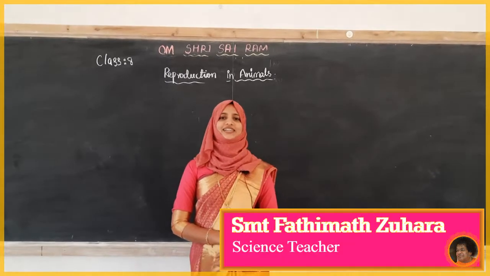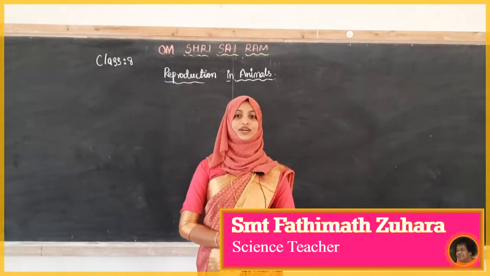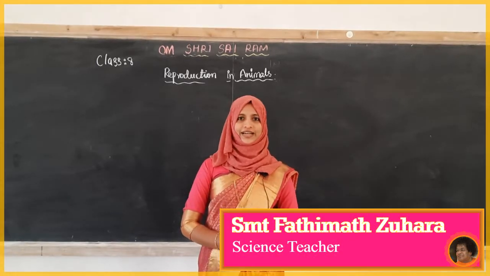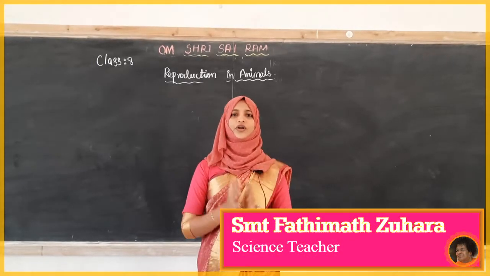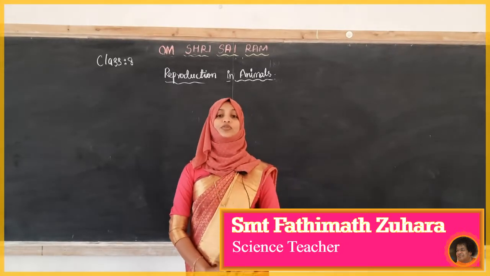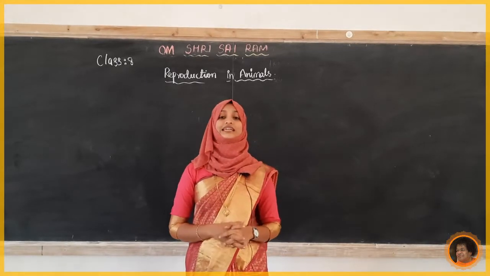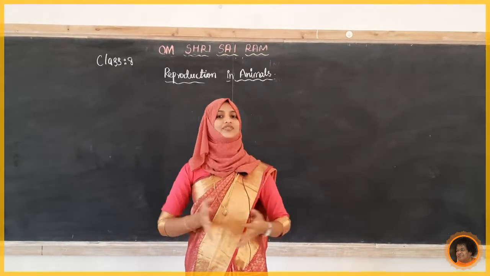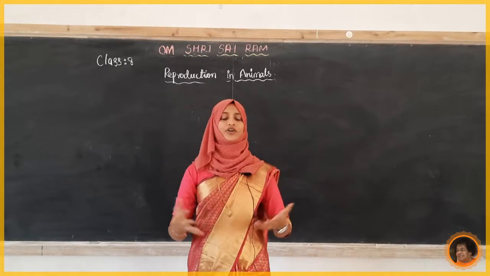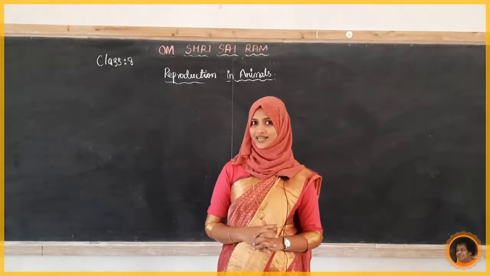Okay students, let us start our science class. In the previous class we discussed the new chapter. The heading of the chapter is Reproduction in Animals. In our lower class we studied reproduction in higher plants. In the flower we studied different parts and the different reproductive parts. All those things we studied in our 7th standard, right?